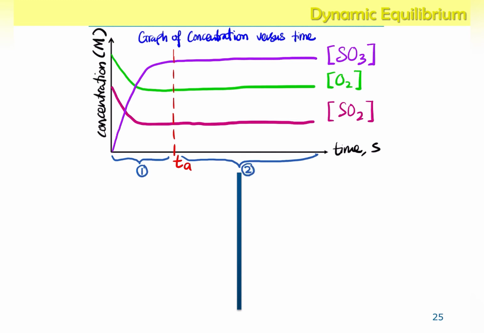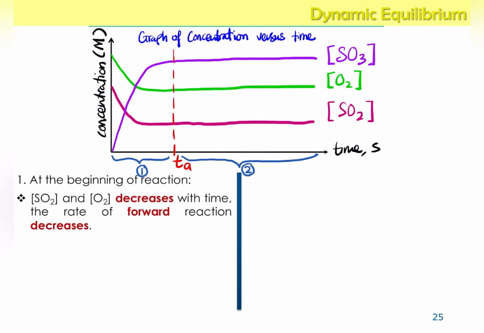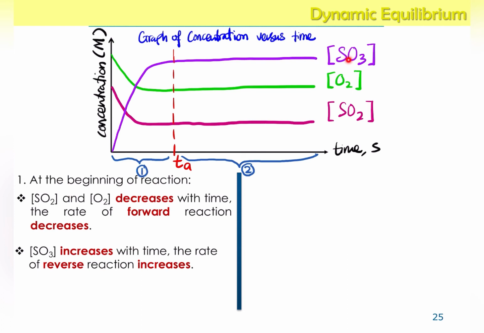So how to do that? We discuss area 1, which we call the beginning of the reaction, where the concentration of SO2 and O2 decreases with time, and of course the rate of forward reaction decreases, as you see from the line warna pink dan line warna hijau. And the next point, you have to know that the concentration of SO3, your product, increases based on the purple line with time, and the rate of reverse reaction increases. So itulah apa point yang awak perlu describe at area 1.